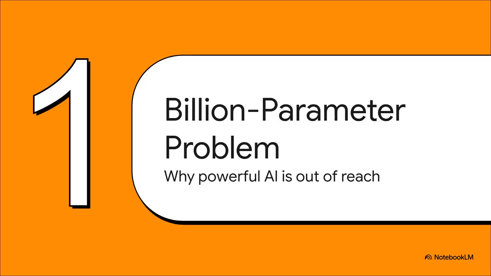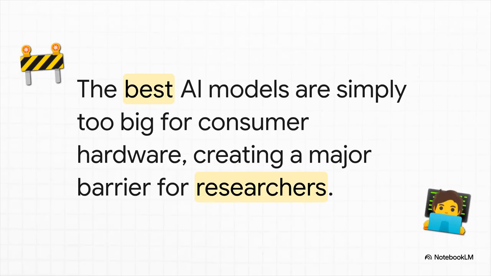Which brings us to what's called the billion parameter problem. This is really all about why the most powerful AI has been locked away from, well, pretty much all of us. So here's the deal. As AI models have gotten smarter and more capable, they've also gotten absolutely gigantic. We're talking hundreds of billions of parameters that all need to be loaded into memory at once.